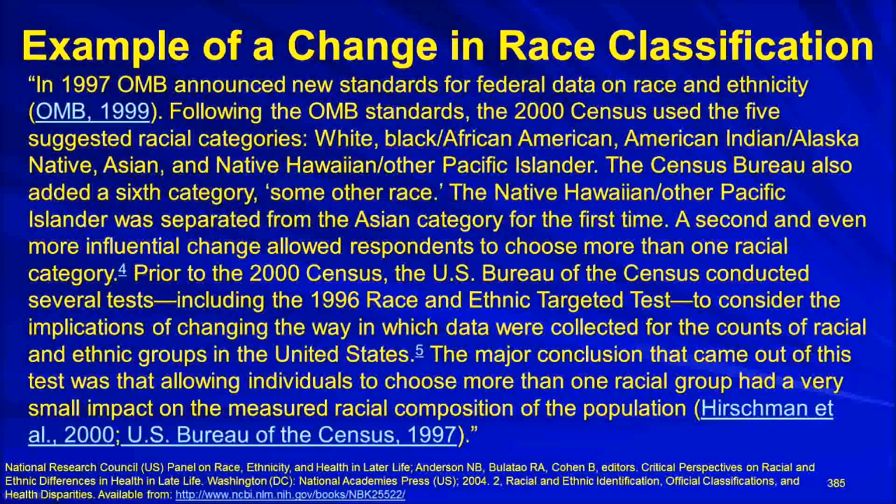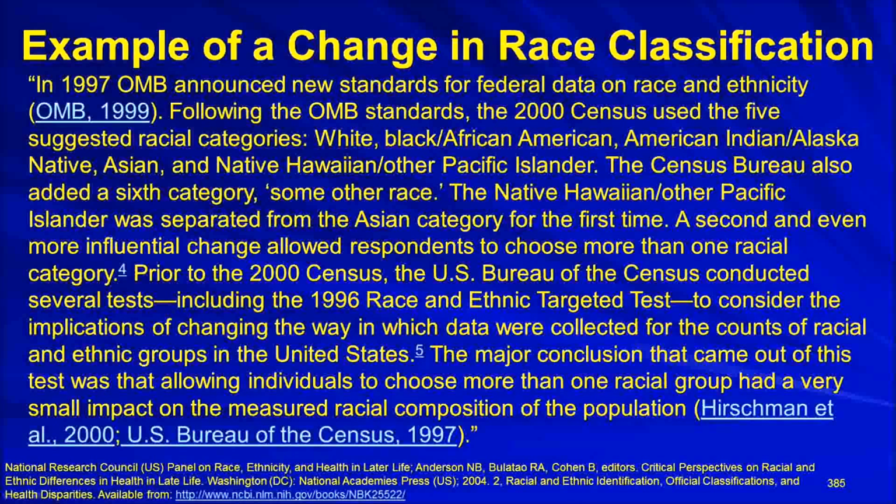In 1997, the OMB announced new standards for federal data on race and ethnicity. Following the OMB standard, the 2000 census used the 5 suggested racial categories: white, black or African American, American Indian or Alaska Native, Asian, and Native Hawaiian or other Pacific Islander. The Census Bureau also added a 6th category, some other race. The Native Hawaiian and Other Pacific Islander was separated from the Asian category for the first time. A second and even more influential change allowed respondents to choose more than one racial category. Heretofore, you couldn't do that.